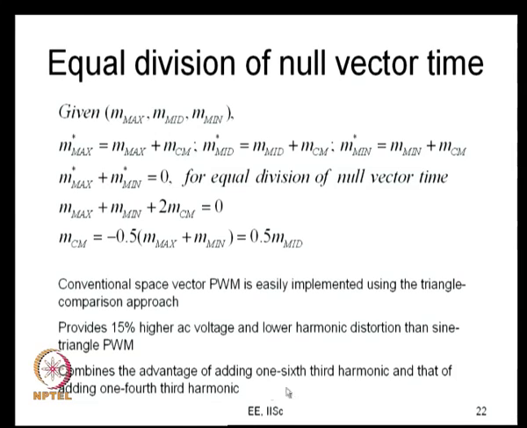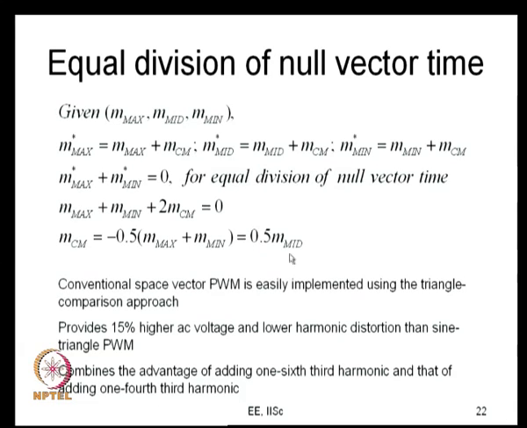And this actually combines the advantages of 1/6 third harmonic. This 15% additional voltage, if you recollect the third harmonic injection, if you add 1/6 third harmonic injection, we can get 15% additional voltage. So, that is what I am saying here, you are going to get that 15% again here. And like in 1/4 third harmonic, the THD is also low. Actually, the THD is closely related to how the null vector time is divided between the two 0 states. We are dividing the null vector time equally here by doing this.